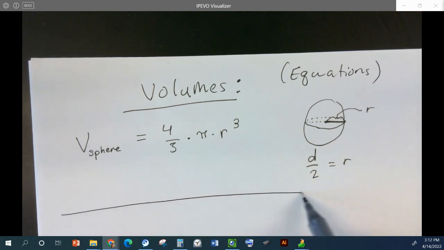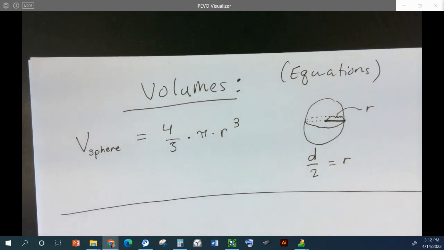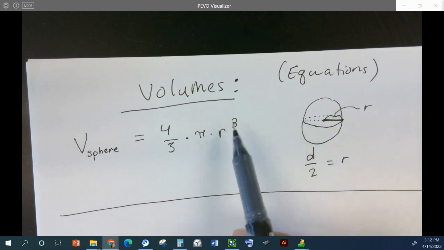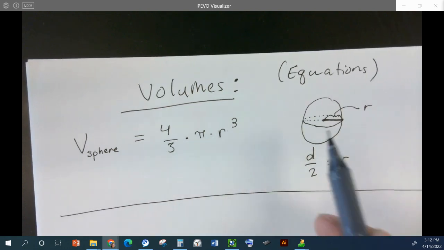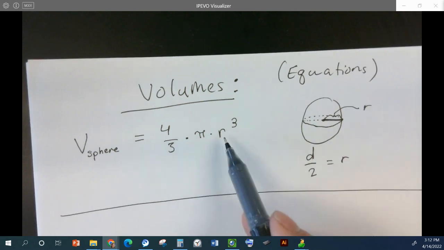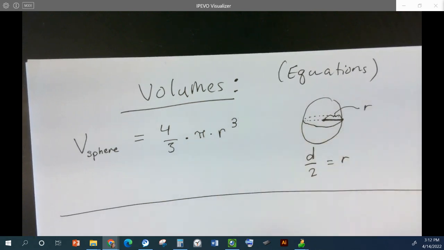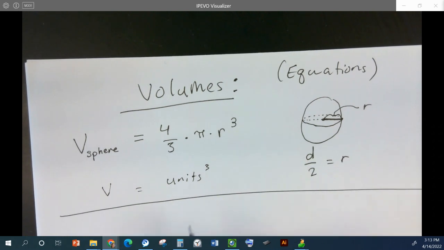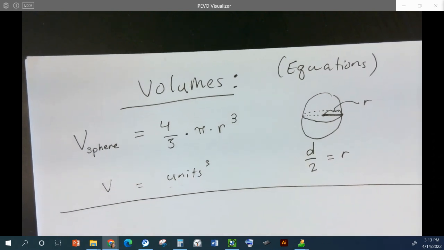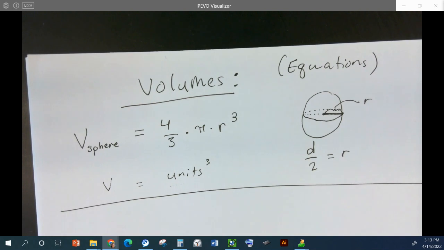And then we have some other shapes, so the next page. Nope, we just have to find the radius and plug it in. So 4/3 times pi times the radius cubed. And if we have units, the volume will be in units cubed. So I'm going to look for your units on this assignment. Make sure you put units cubed, and we'll do some together. Okay. All right, so that's the volume of a sphere.